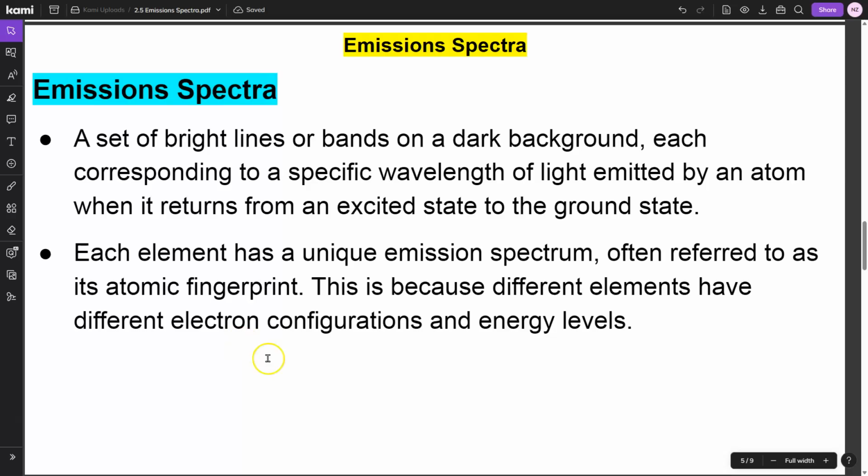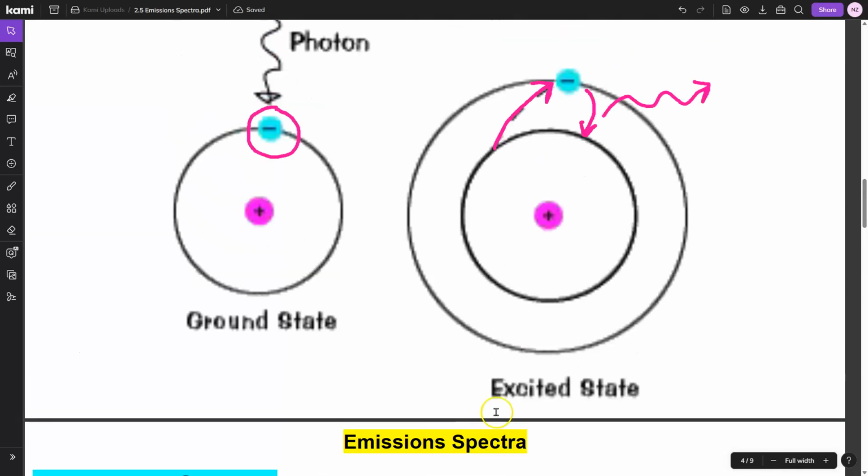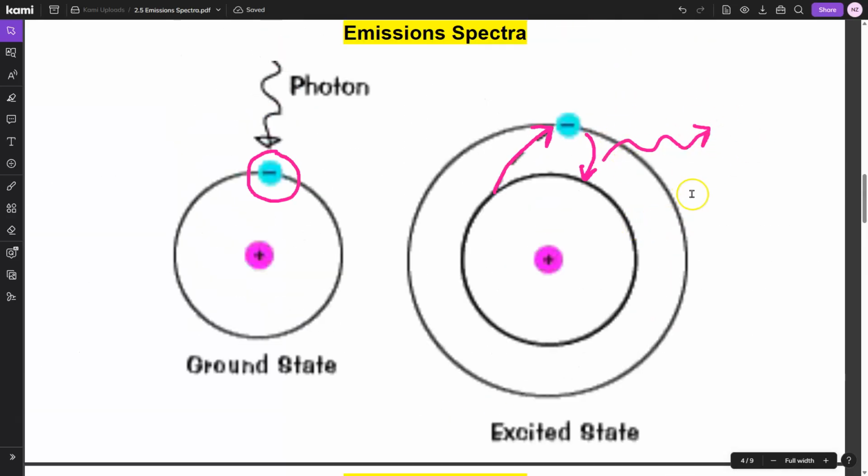Emission spectra are bright lines or bands on a dark background, each corresponding to a specific wavelength of light emitted by an atom when it returns from the excited state to the ground state. So again, I'm talking about the photon that's kicked out when I'm going from the excited state back down to the ground state.